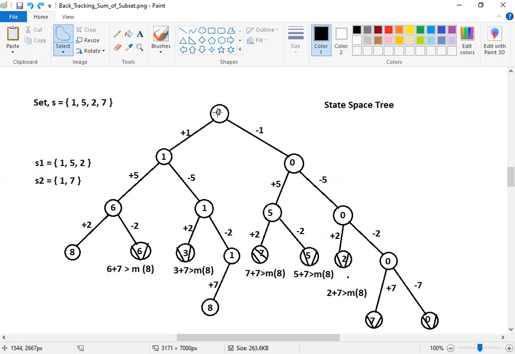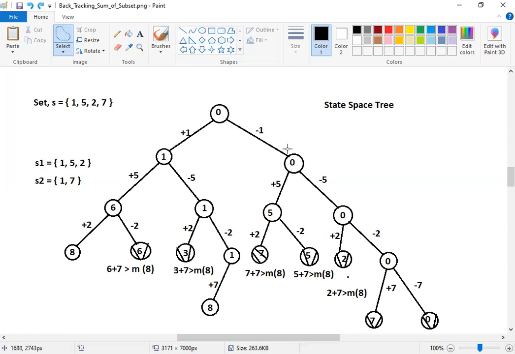Now if I don't include it, in my 0 I'm not going to add any number, so the sum is going to be 0 itself. It will be retained as 0, and the corresponding edge will be minus 1. That indicates that in the list I have not included 1, but I will decide gradually whether to include the next numbers or not in the next levels.